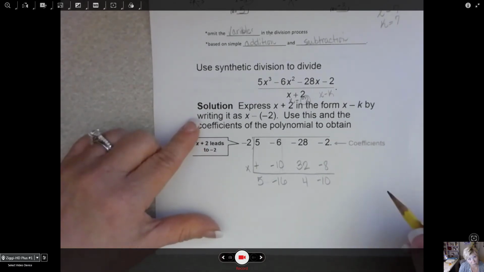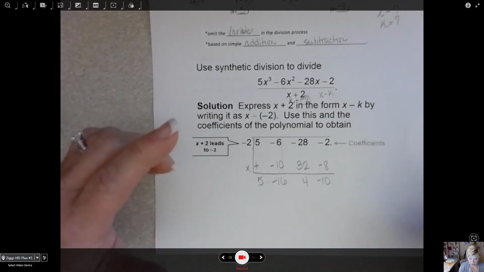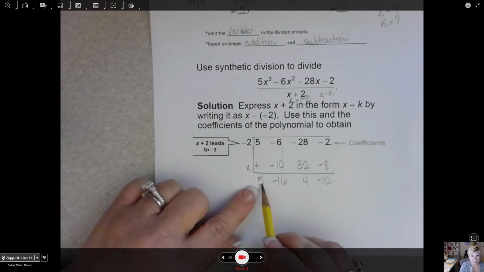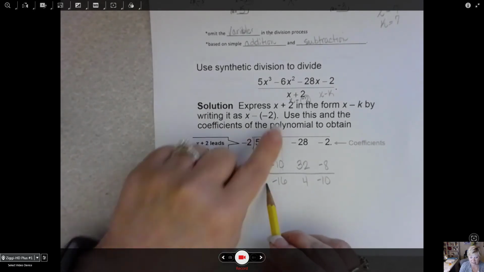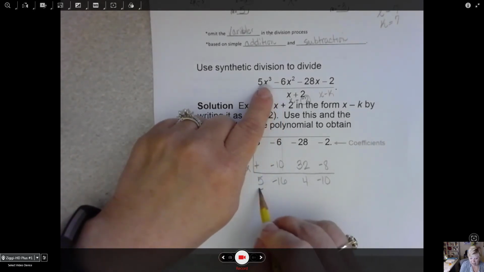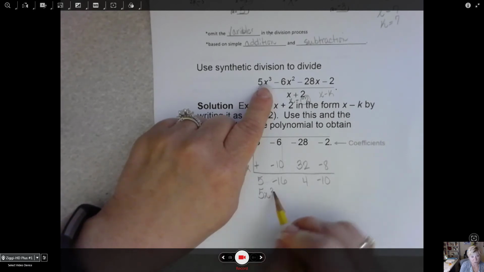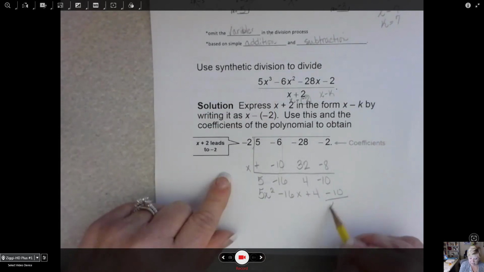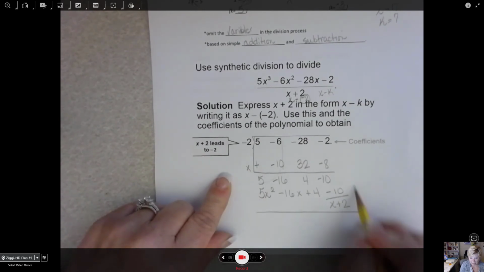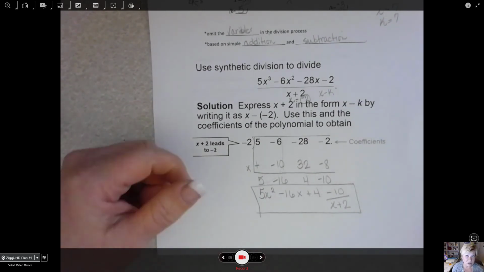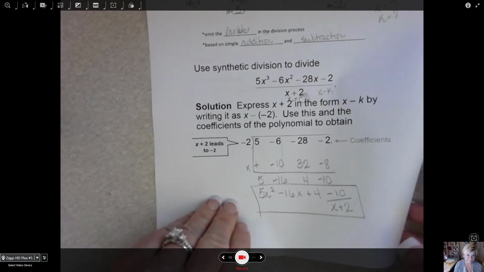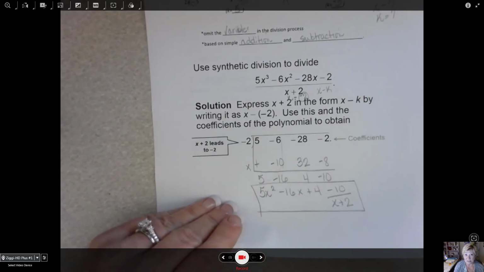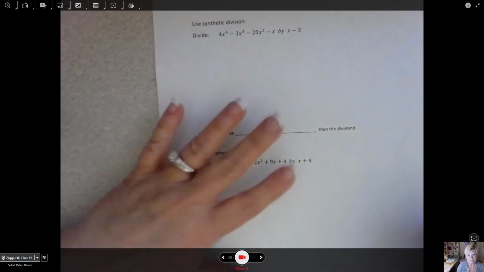To write our quotient, just like long division, when we plug our variables back in, it's 1 degree less than the original problem. So my answer, or my quotient, is 5x squared minus 16x plus 4, my remainder, negative 10 over x plus 2. So we write it just the same as long division. This is just a shortcut, dealing with numbers only. The missing terms concept still applies in synthetic division as well as long division.